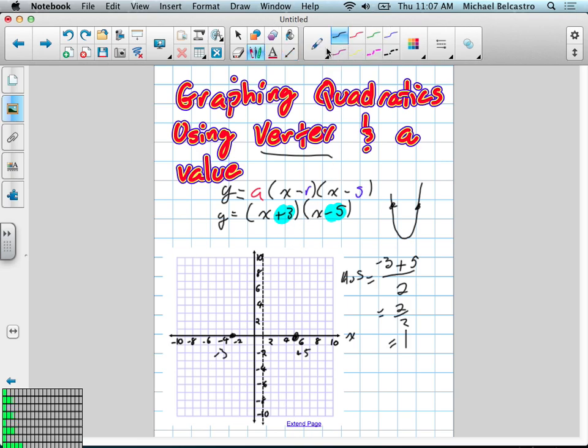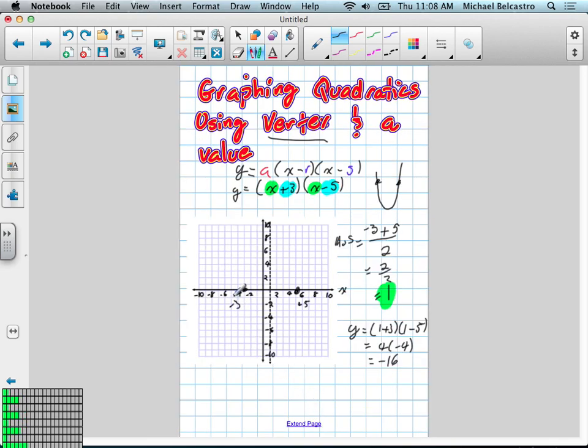Well, in order to do that, I'm going to take that number 1, and I'll use a different color. I'm going to take that number 1 and plug it into the x values in this question. So y is equal to 1 + 3 and 1 - 5. That's going to give us 4 times -4, which gives us -16.